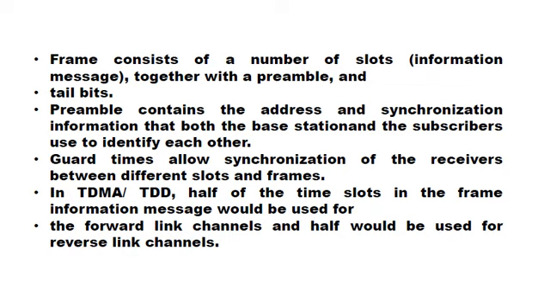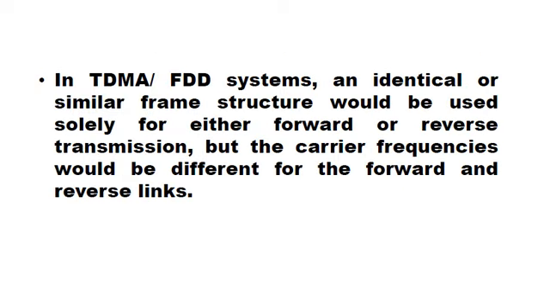In TDMA, half of the time slots in the frame information message would be used for time division duplex, the forward link channels, and half would be used for reverse link channels. In TDMA or frequency division duplex systems, an identical or similar frame structure would be used solely for either forward or reverse transmission, but the carrier frequencies would be different for the forward and reverse links.